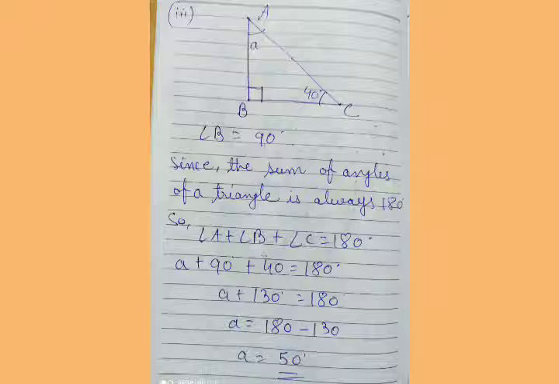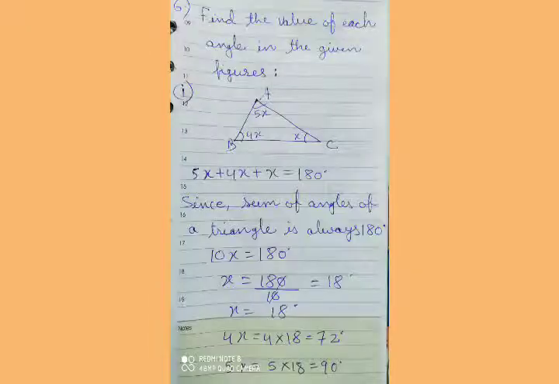Angle A plus angle B plus angle C equal to 180 degree. In place of angle A we can write A, in place of angle B we can write 90 degree, and in place of angle C we can write 40 degree, and this is equal to 180 degree. So now A plus 130 is equal to 180 degree, then A is equal to 180 minus 130, side change, sign change. So A is equal to 50 degree. Clear?